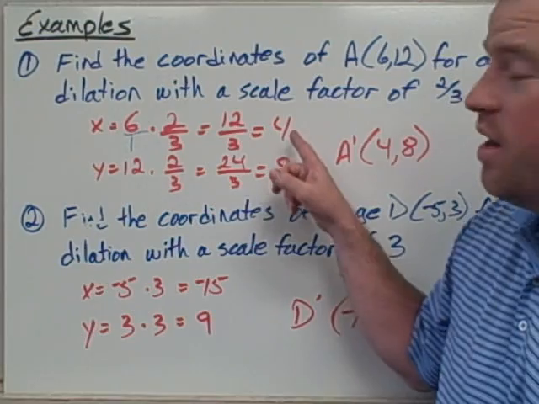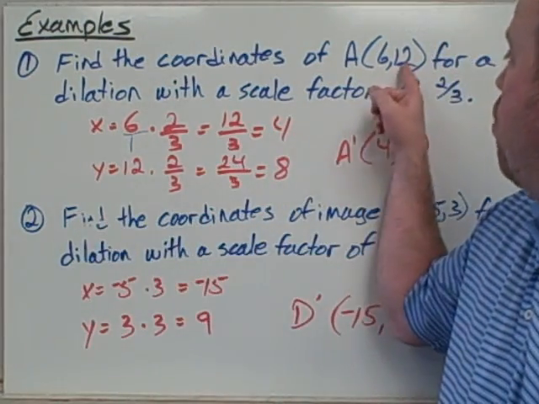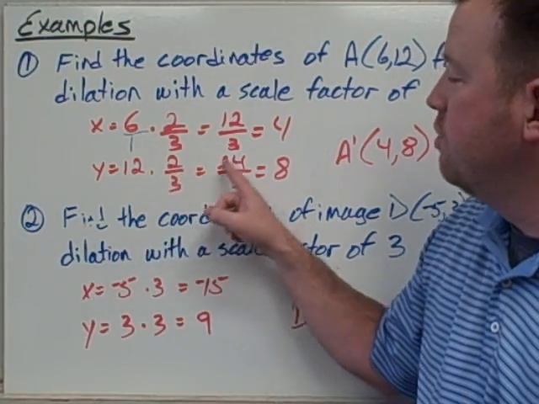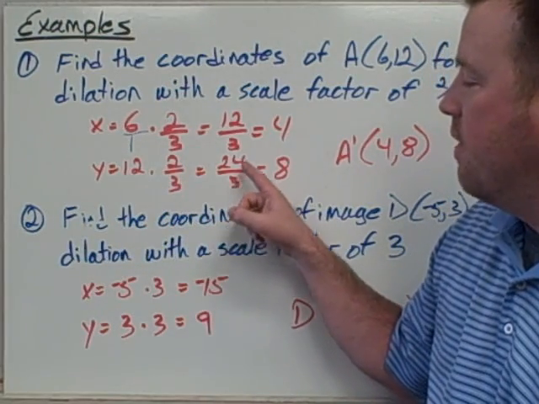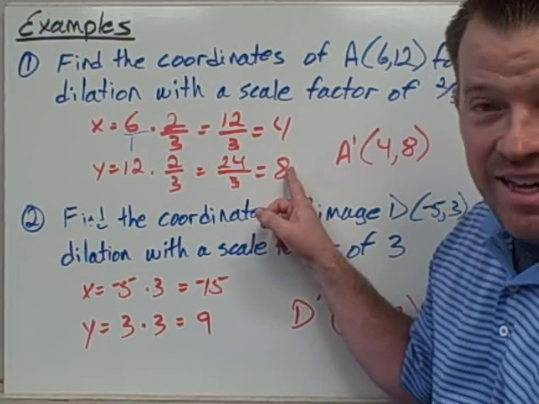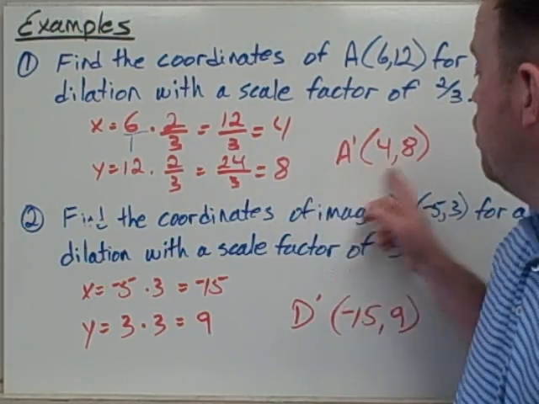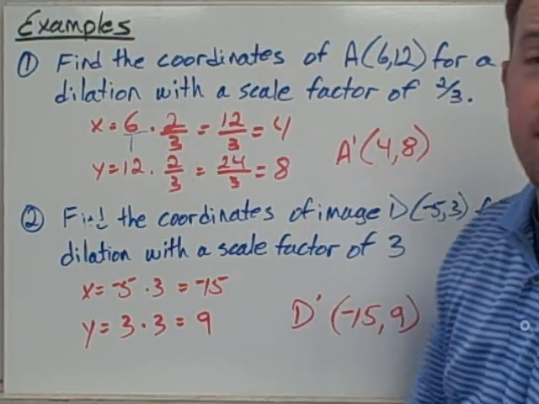So our new x coordinate is going to be 4. Looking at the y coordinate, which is 12. 12 times 2/3, 12 times 2 is 24. This 1 times 3 is 3, and then 24 divided by 3 is 8. So we have a new y coordinate, which is 8. So our new ordered pair, or our new coordinate, is 4, 8.